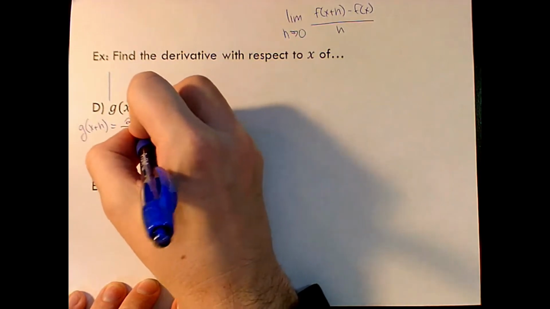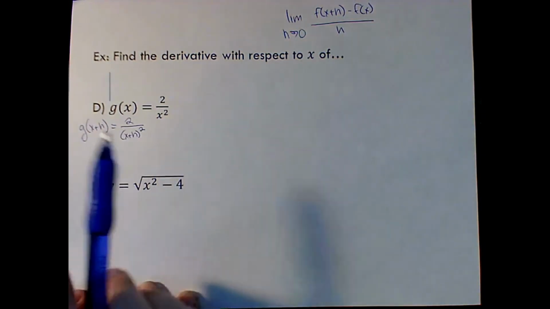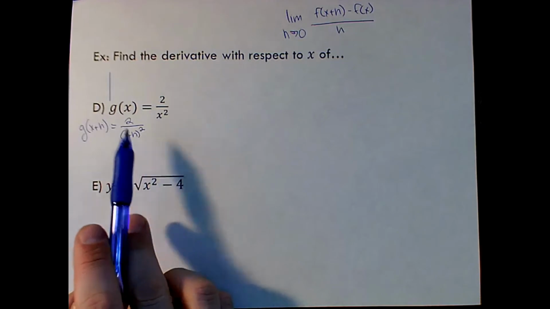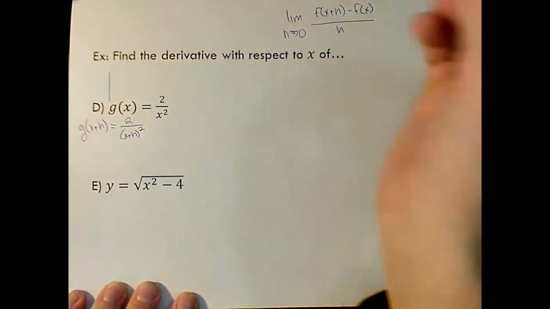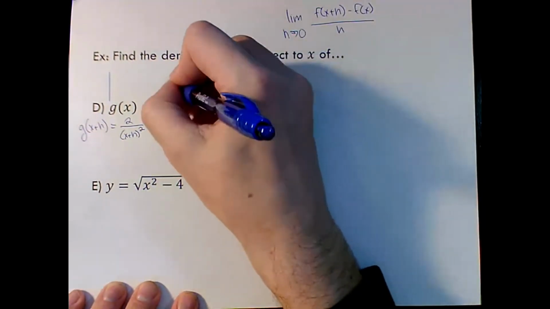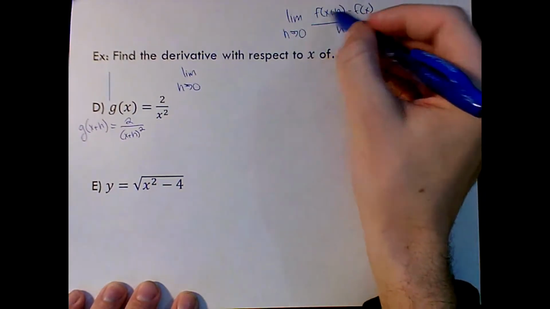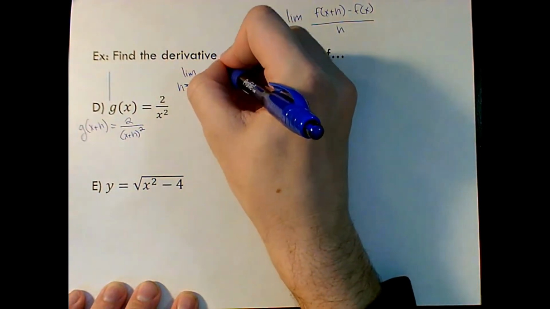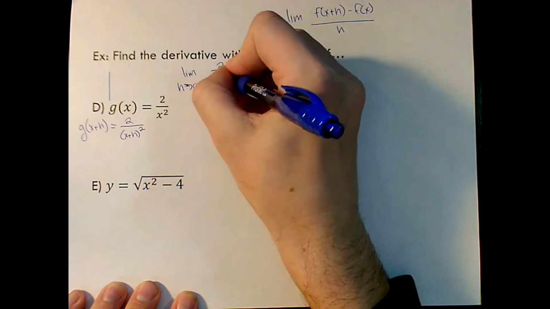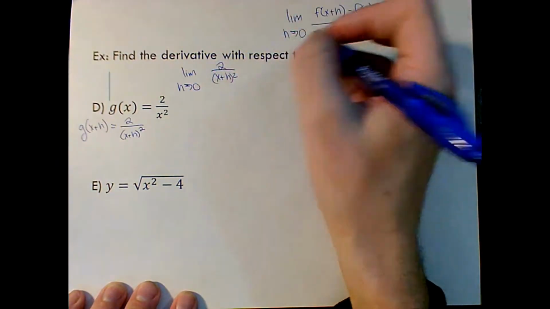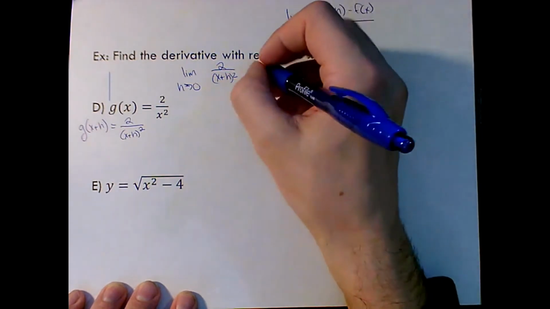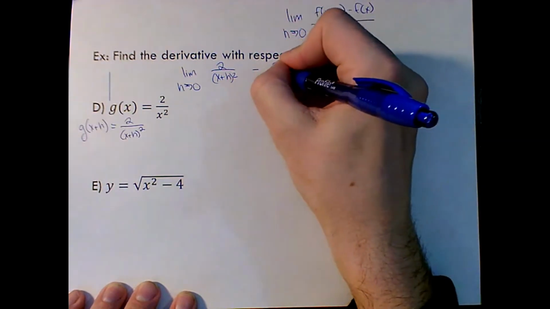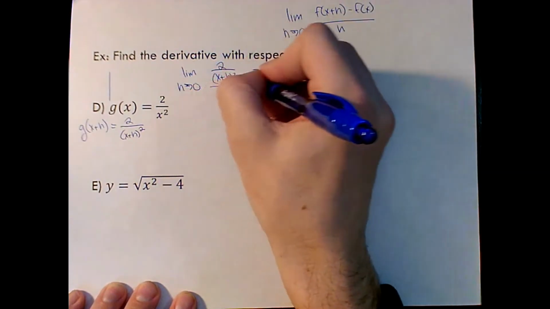And I'm not going to FOIL that out. Not yet. Maybe I will. Maybe it would be useful, but I don't think that I'm quite there. Maybe. We'll see. So the limit as h approaches 0 of g of x plus h is going to be 2 over x plus h in parentheses squared, leave a little space, minus g of x, which is 2 over x squared. It's going to be all over h.